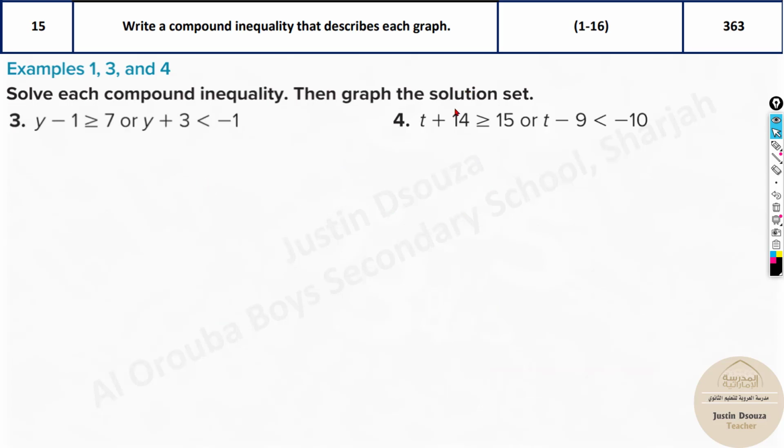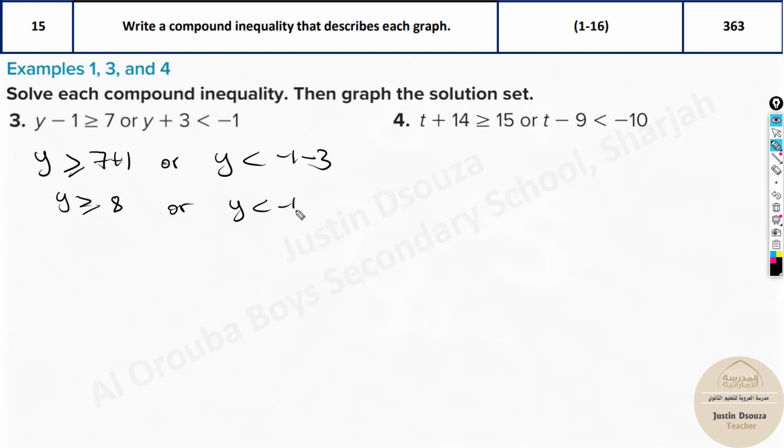Now let's go to the OR problems. Same thing, just solve them quickly, like how you are doing it. y will be greater than or equal to 7 plus 1, or here y will be less than minus 1 minus 3. So y is greater than or equal to 8, or y is less than minus 4. Now look here. Can you write this like what I told just now? y is less than or equal to minus 4 and it's greater than or equal to 8. This is wrong.